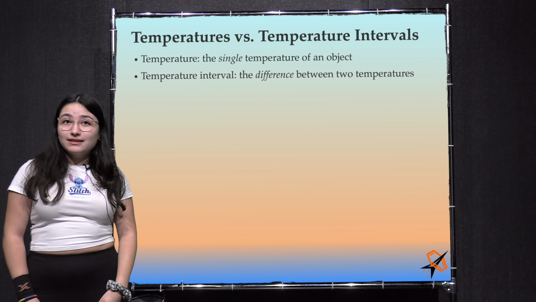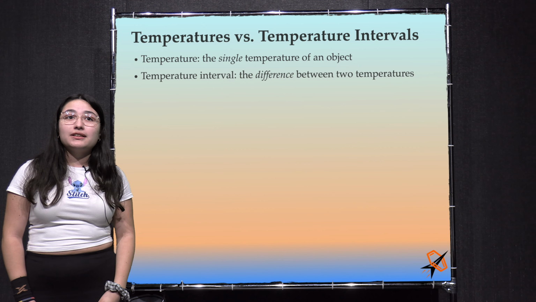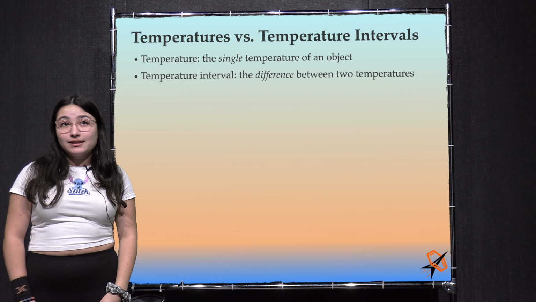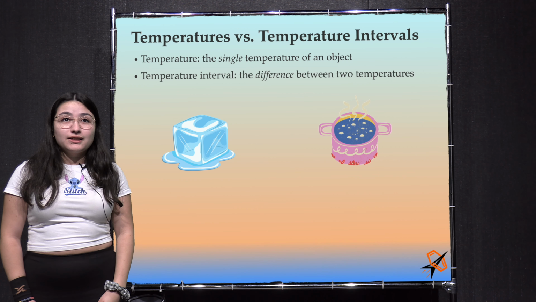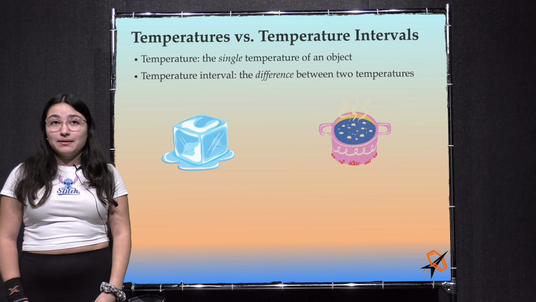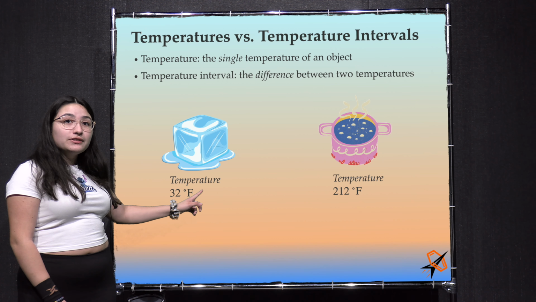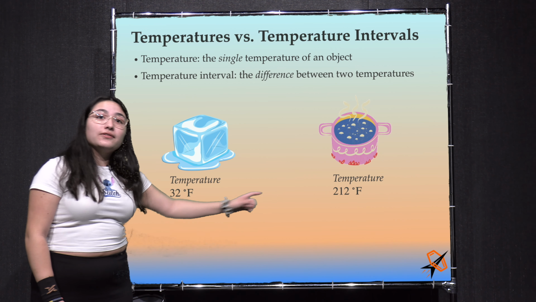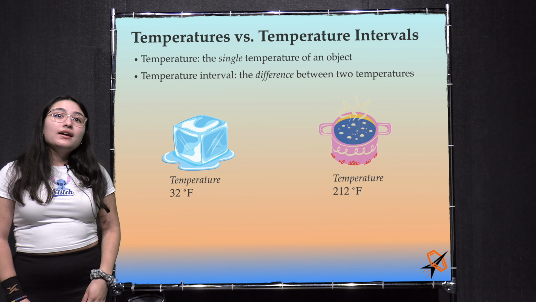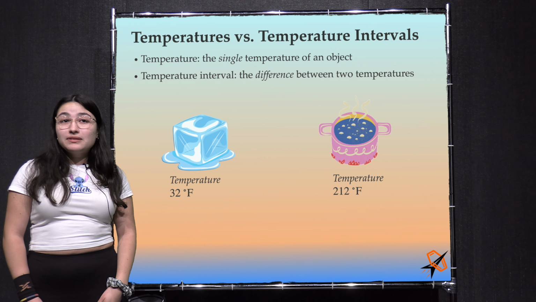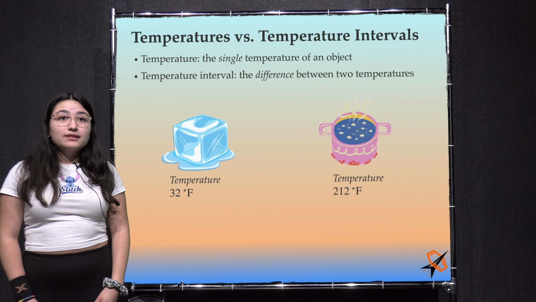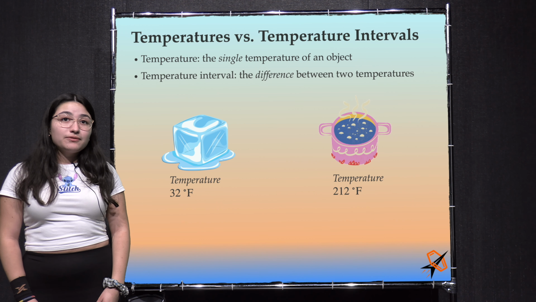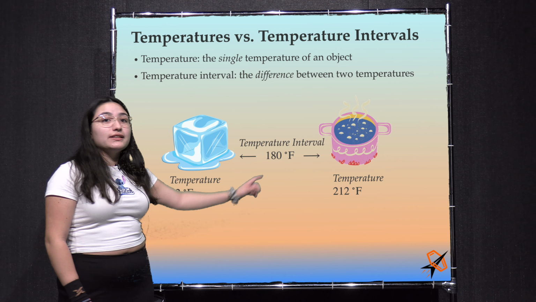If you are using a temperature sensor, such as a thermometer, to measure something, you are measuring a temperature. For example, the freezing and boiling points of water at atmospheric pressure are both fixed temperatures. They are 32 degrees Fahrenheit and 212 degrees Fahrenheit respectively. If you are measuring the difference between two temperatures, you are measuring a temperature interval. For example, the difference between the freezing and boiling points of water is 180 degrees Fahrenheit.